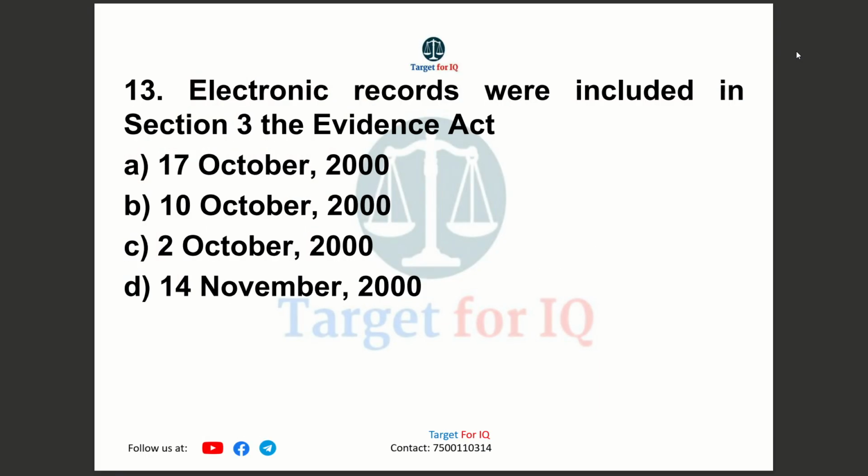Next, question number 13. Electronic records were included in section 3 of the Indian Evidence Act. Option A, 17th October 2000. Option B, 10th October 2000. Option C, 2 October 2000. And option D, 14th November 2000. The correct answer to question number 13 is option A, 17th October 2000.